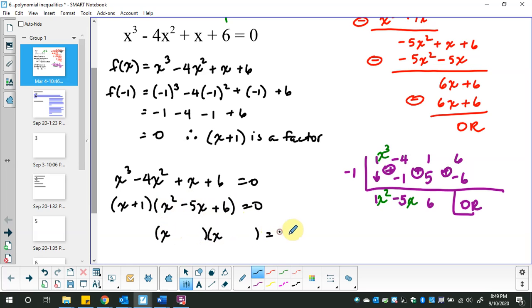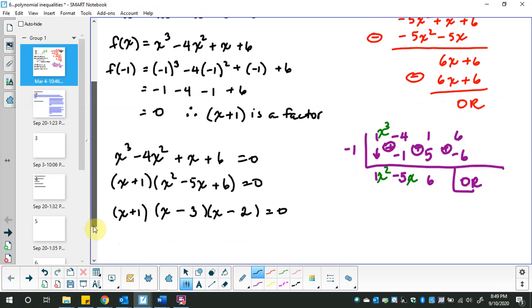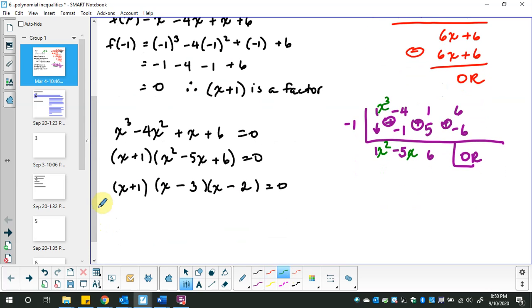I think that's factorable. So I need two numbers that multiply to be 6 that at the same time can add or subtract to be -5. So I end up having 3 distinct brackets. That means I'll have 3 distinct answers.